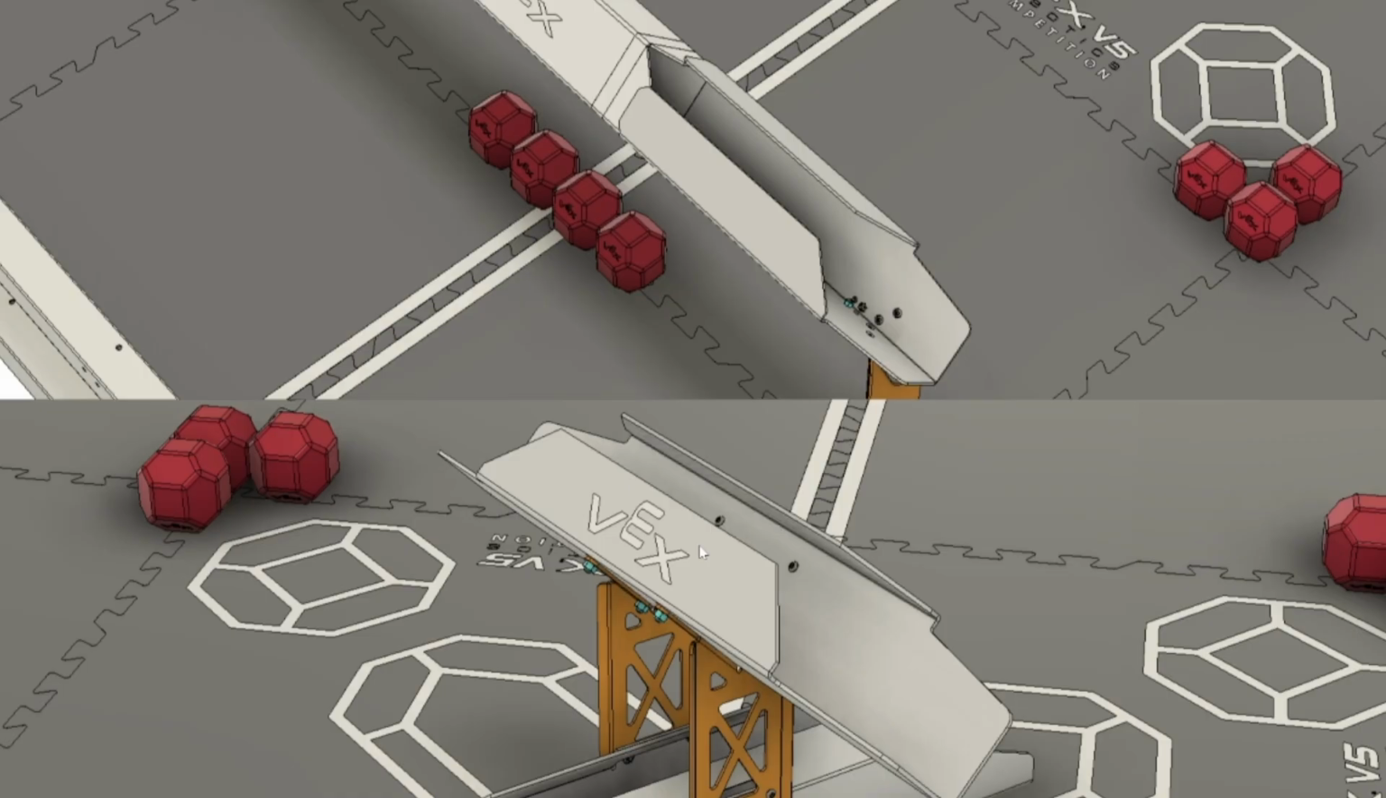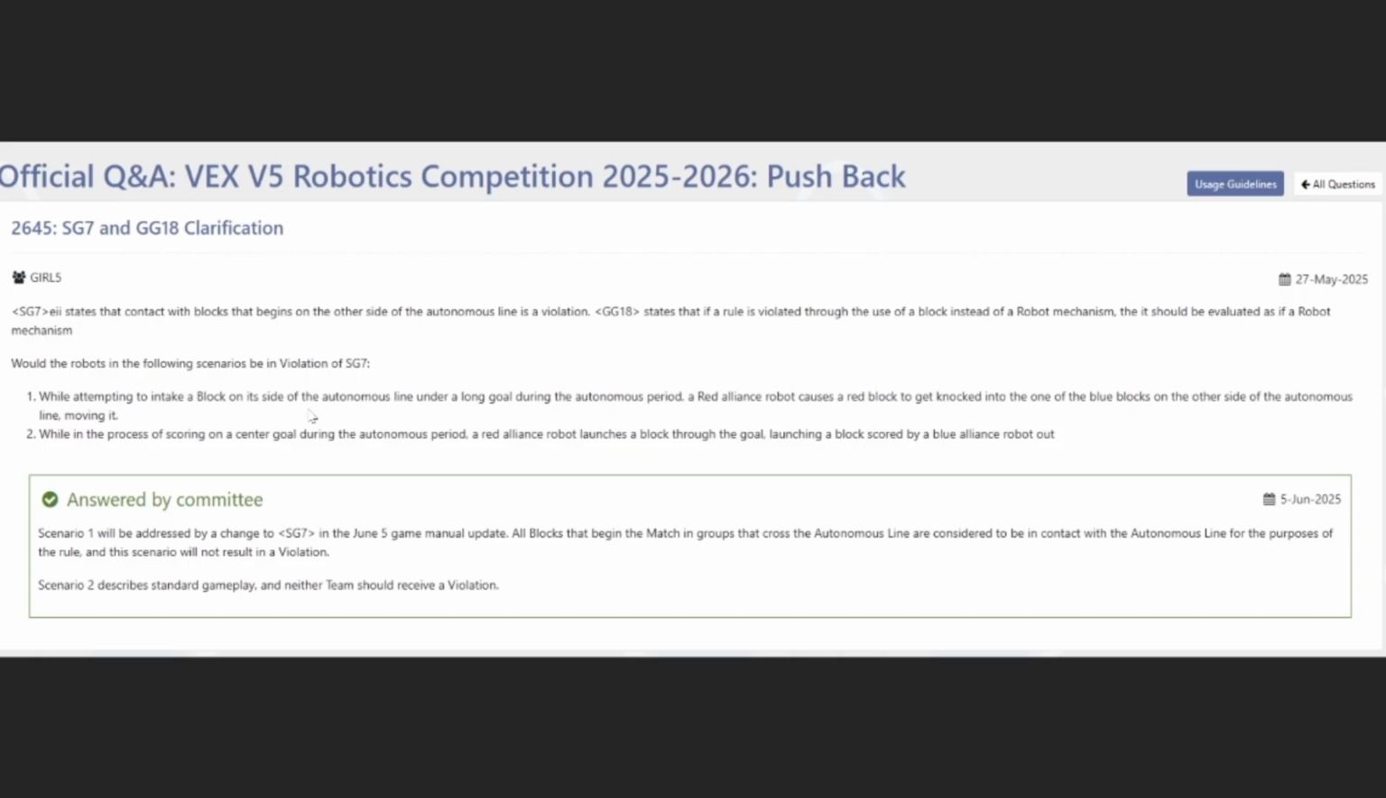Now, the first part of this I've already covered in my game manual update video, which if you haven't already seen, will be up in the top right, with regards to the balls on the line counting for both sides. But the second part is actually interesting, and I don't like it.